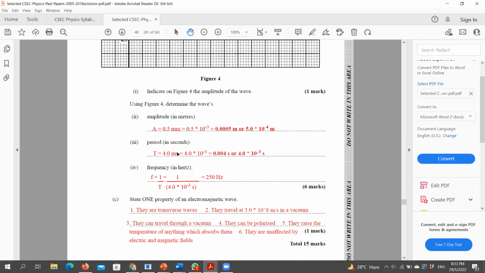Frequency. Now the frequency is the reciprocal of the period. And therefore, if we find the reciprocal of 4 times 10 to the minus 3, we'll get the frequency to be 250 hertz.